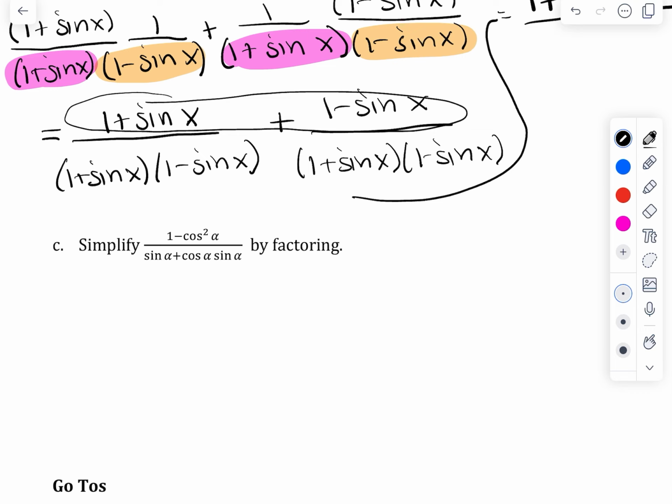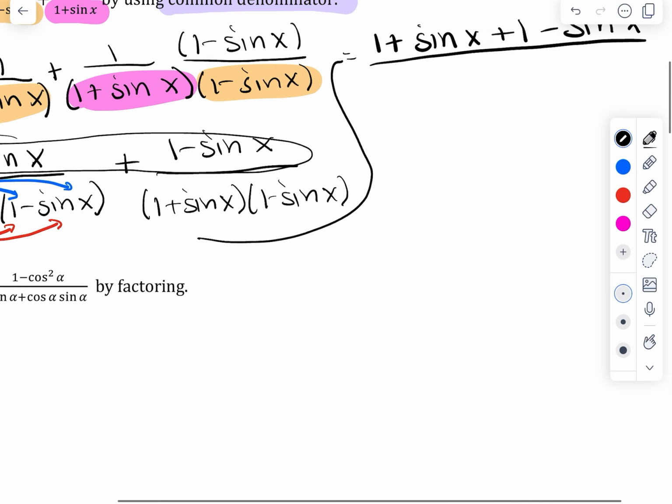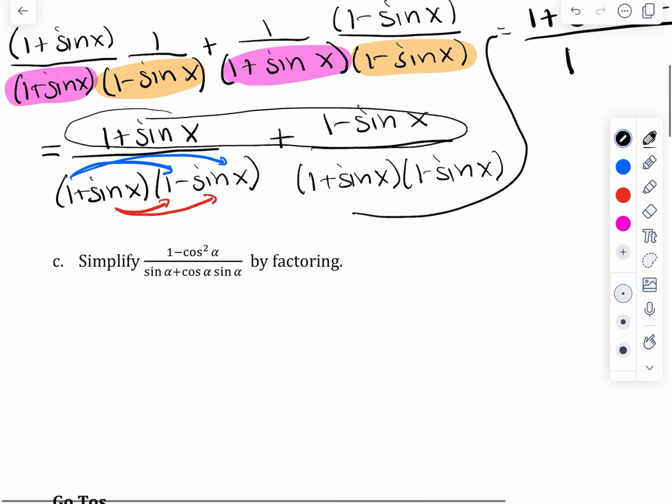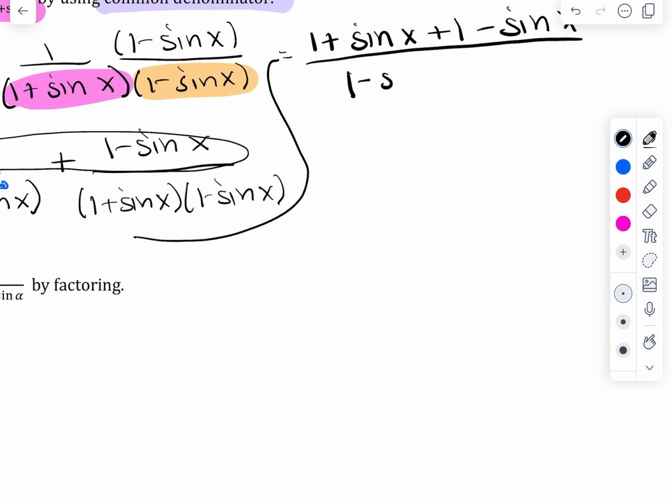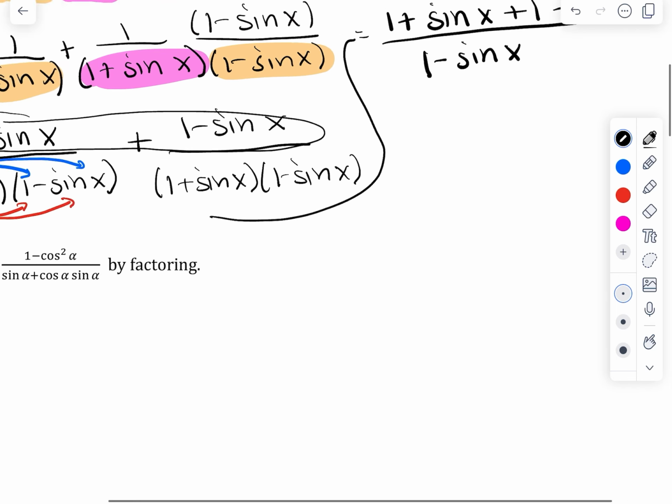I'm going to do it first in blue. I'm going to take the 1 and distribute it to the 1 and to the sine x. Then I'm going to take the sine x and distribute it to the 1 and to the negative sine x. Foiling is just distributing 2 times. When I distribute the 1 to the 1, 1 times 1 is 1. And I distribute the 1 to the negative sine x, so that's a negative sine x. That's my first distribution.